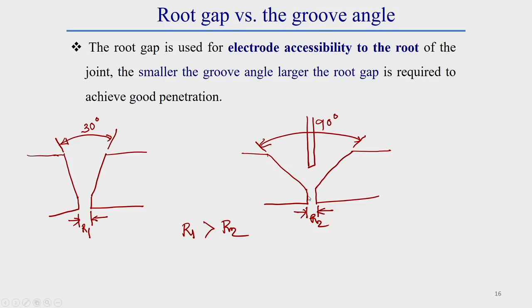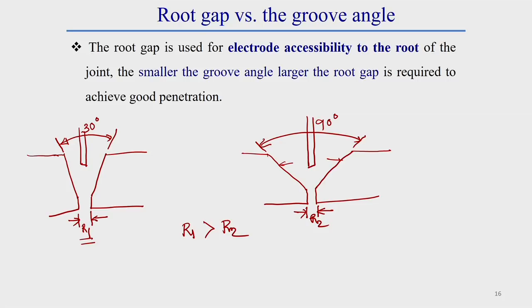But in the other case, because there is a gap between the faces, better accessibility is required, even if the root gap is less. So for better accessibility of the electrode, this root gap should be more. For better electrode accessibility and better fusion, the root gap is increased with decrease of groove angle. I am giving you a feel of what the root opening should be for a 30 degree angle for a particular thickness versus 90 degree.